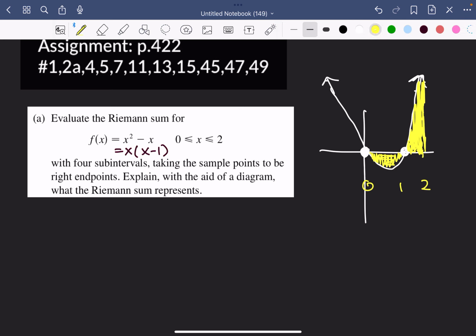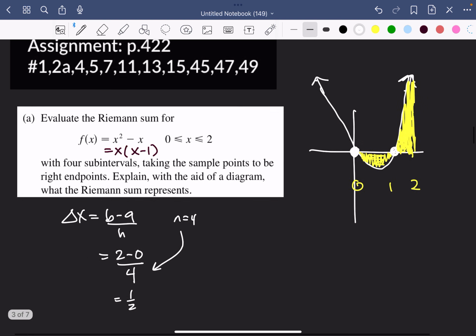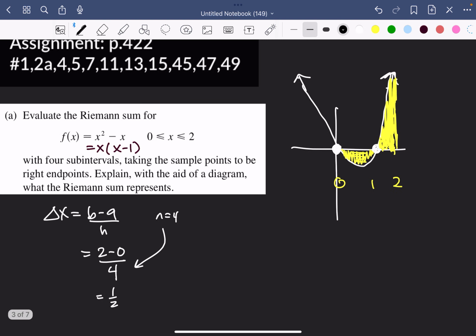So let's see what we have. We're using 4 subintervals. So when we're thinking b minus a over n, this is 2 minus 0 over 4, because we have 4 subintervals, n equals 4. And so each step is of size 1/2. So I'm going to take 1 step to 1/2. Here's my first step, my second step, my third step, my fourth step. So we're going to have 1, 2, 3, 4 subintervals. Makes sense.